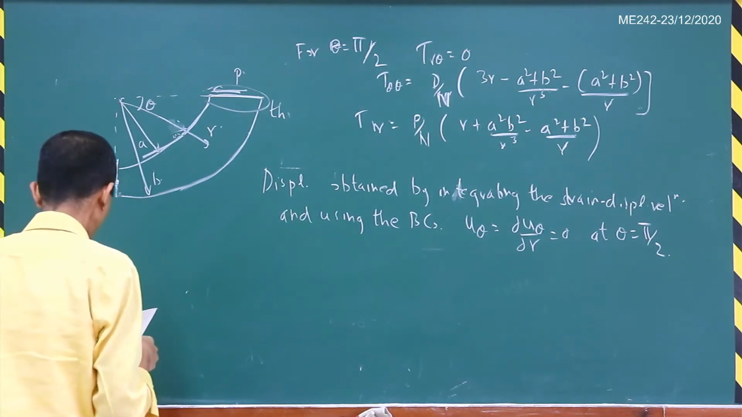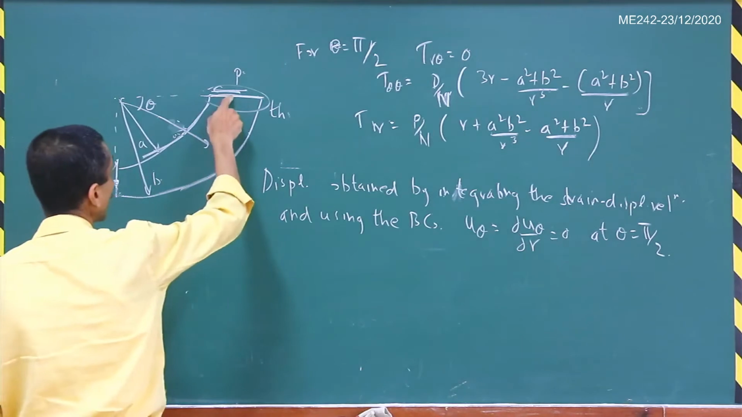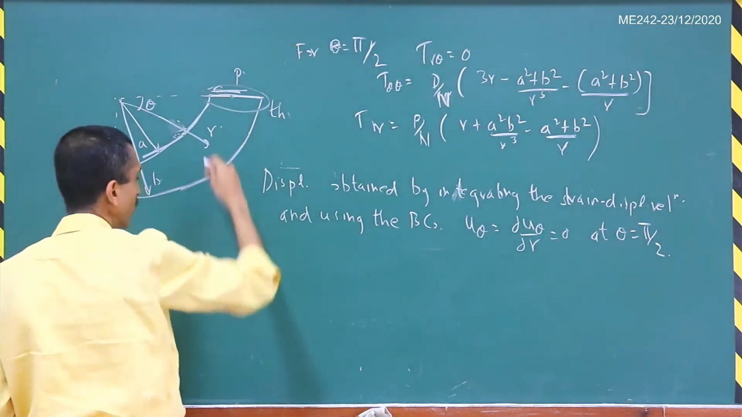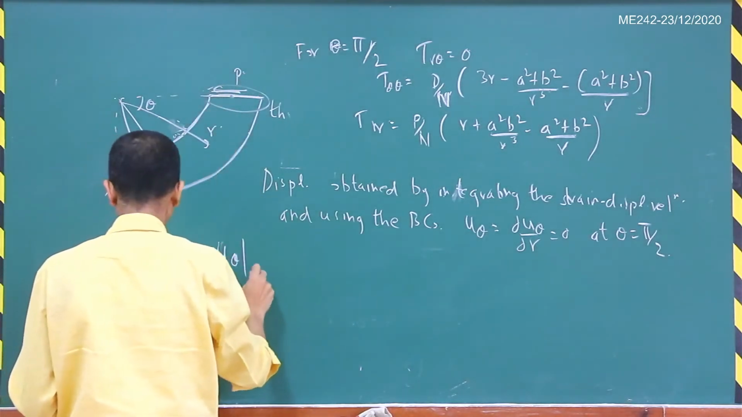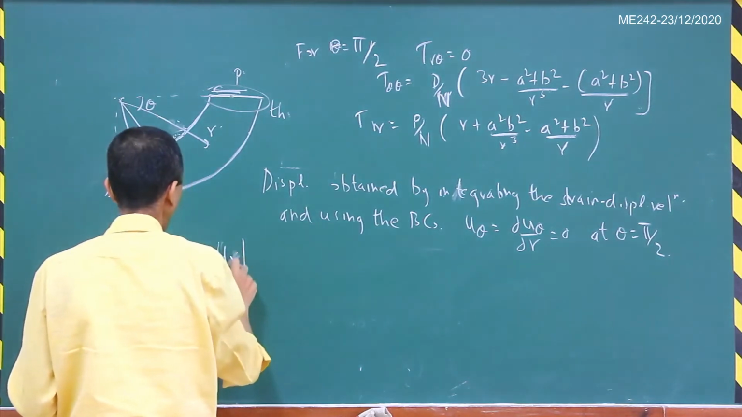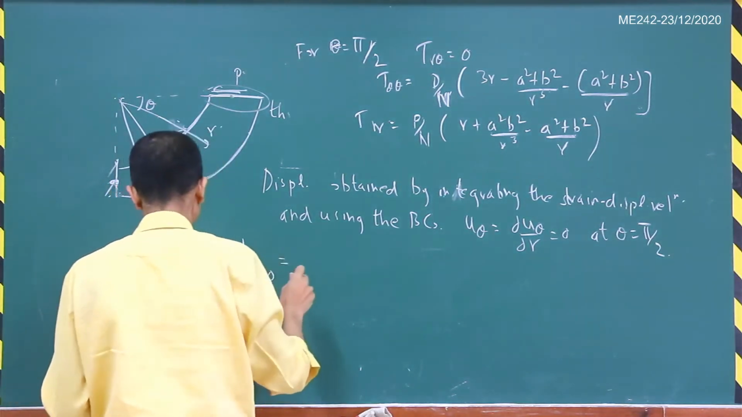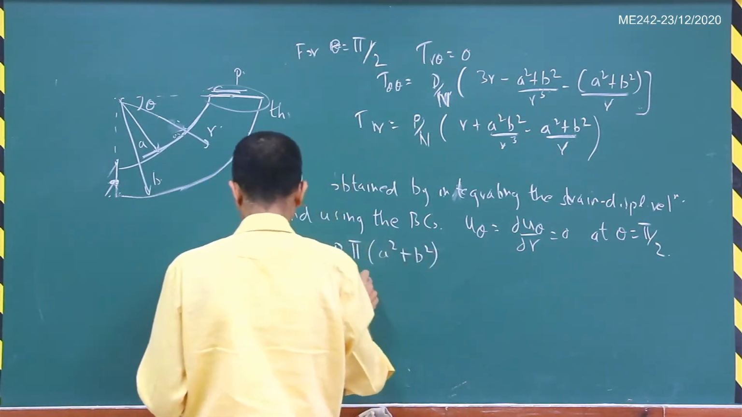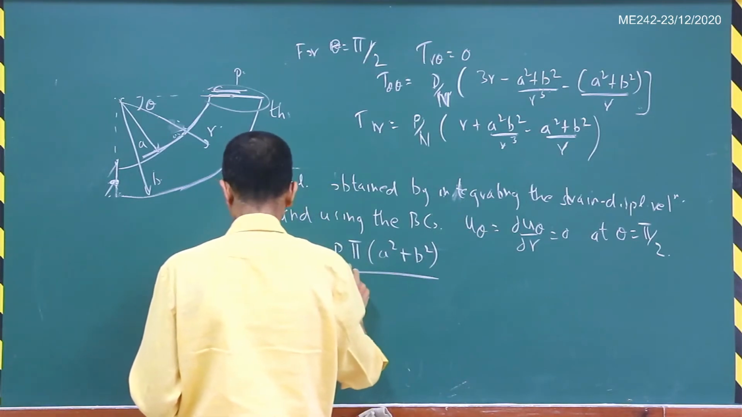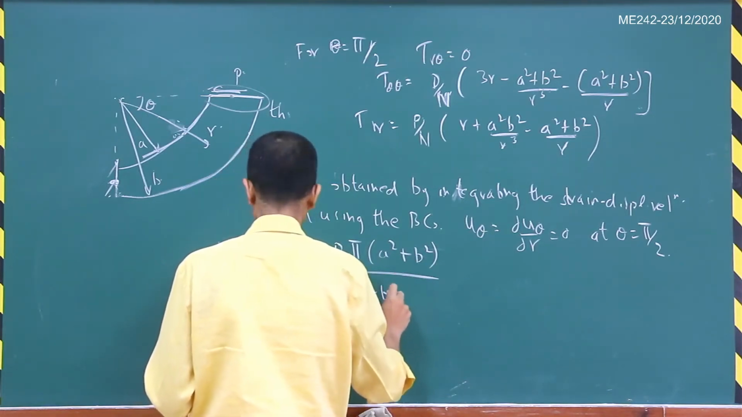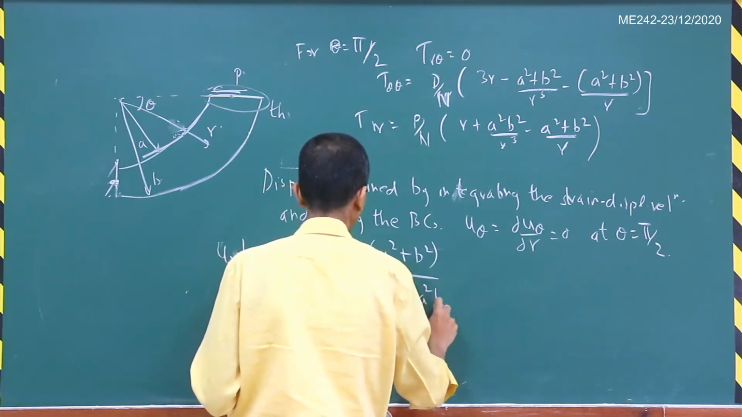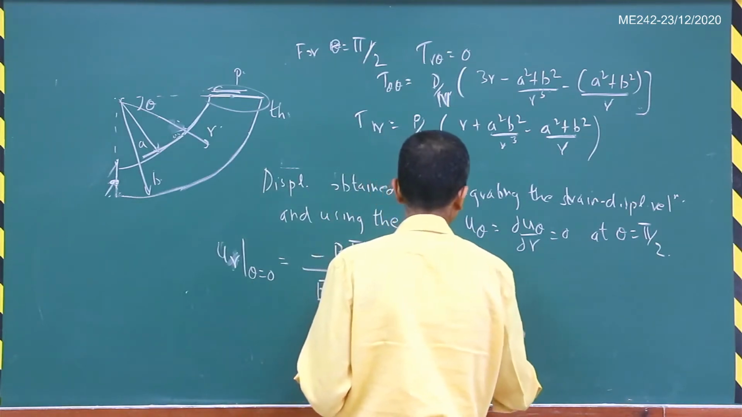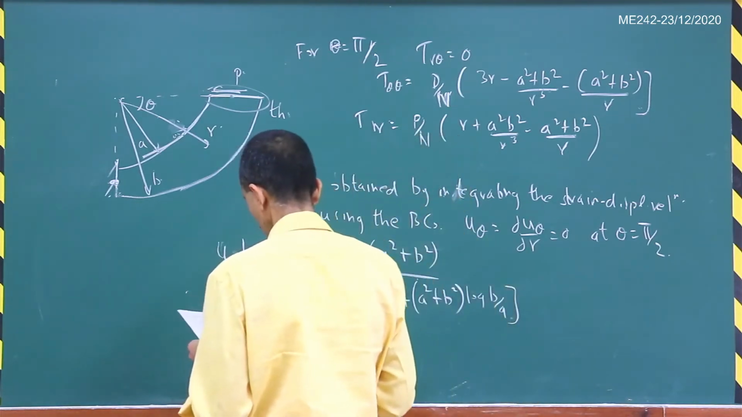And what you will get is that u r at theta equal to 0, so you want to find out what is the displacement at the point of application of the load. You will get u r at theta equal to 0 is equal to minus p times pi times a square plus b square divided by e times a square minus b square plus a square plus b square times log of b by a. So this is what you will get here.